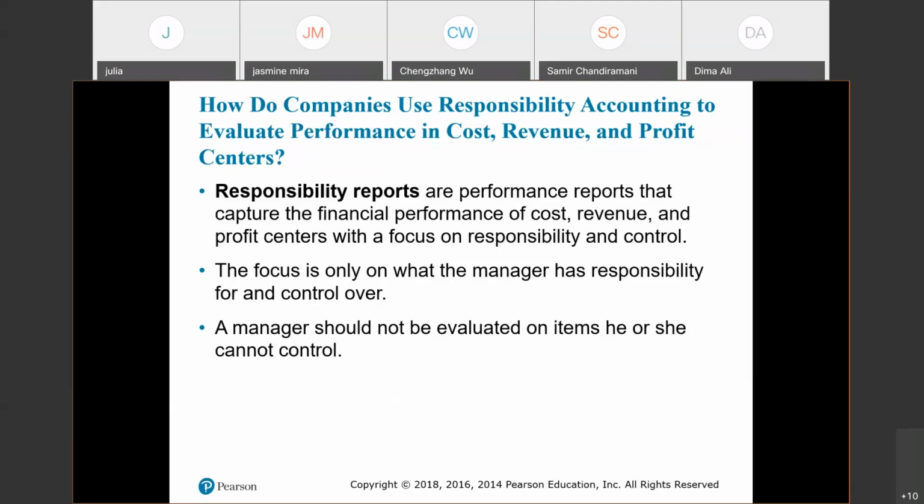But for profit centers, as you may recall, profit centers are responsible for both controlling costs and generating revenue. So their performance reports contain actual and budgeted information on both revenue and cost.